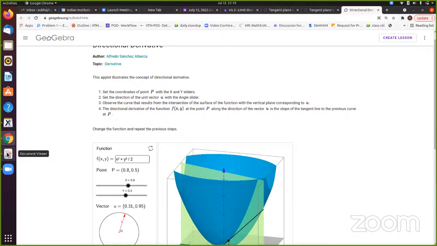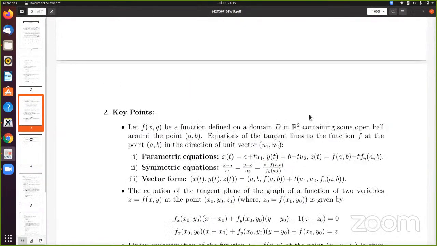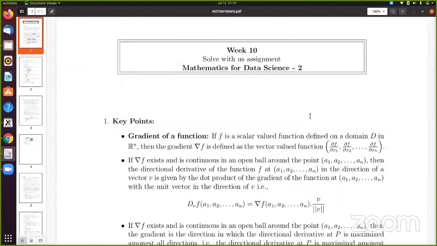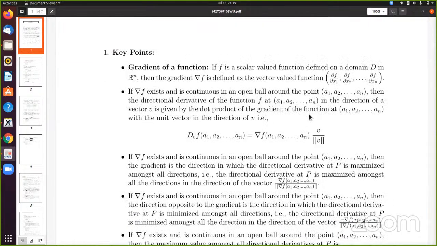So now let's jump to the first topic of week 10. I have basically taken the PDF of the Solve With Us assignment, which is already in your portal. The first point which we came across, which was already in week 9, is the gradient vector. Now what is the gradient vector? We have taken the partial derivative at each point, and if we consider that vector, fx1, fx2 to fxn, that is our gradient vector, right?